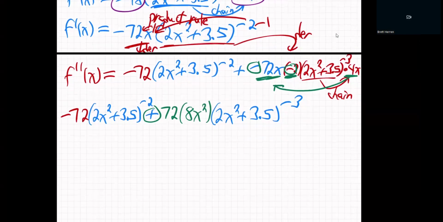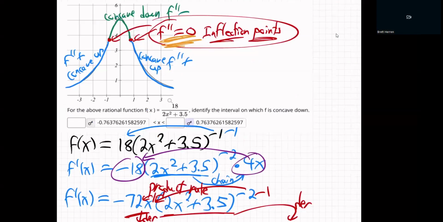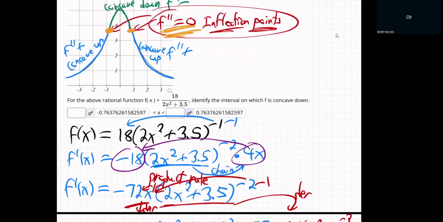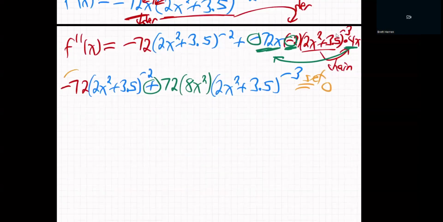Well, first off, I got to set this equal to 0, because I'm trying to find where the second derivative is 0. Those are my inflection points. These will be these two points, and that'll tell me the section that's concave down. There's the answers already. How do we get that? We got to set these equal to each other. So to do that, I'm going to grab this whole chunk here and jump it to the other side.